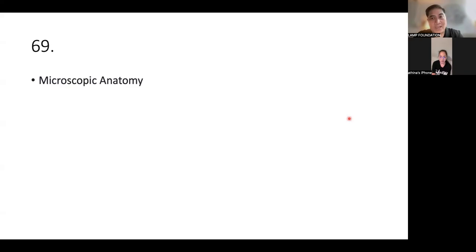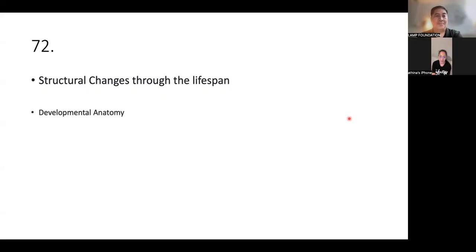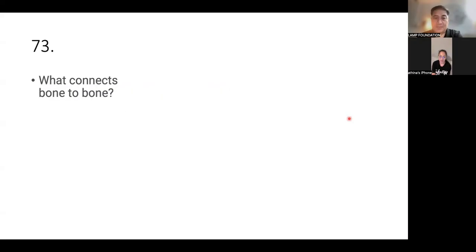What is microscopic anatomy or histology? Studying what can't be seen with the eyes. You use equipment called the microscope. The study of body cells is called cytology. Yeah, cytology. Study of tissues, that's histology. Structural changes through the lifespan are called developmental anatomy. What connects bone to bone?